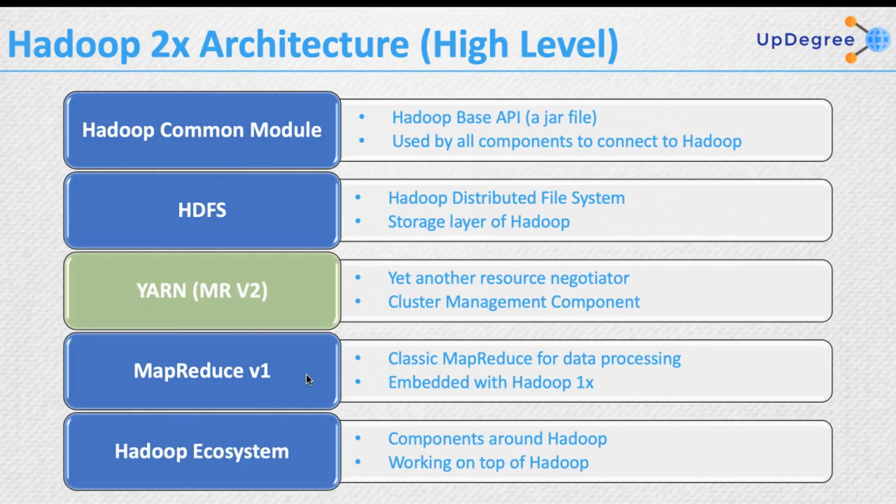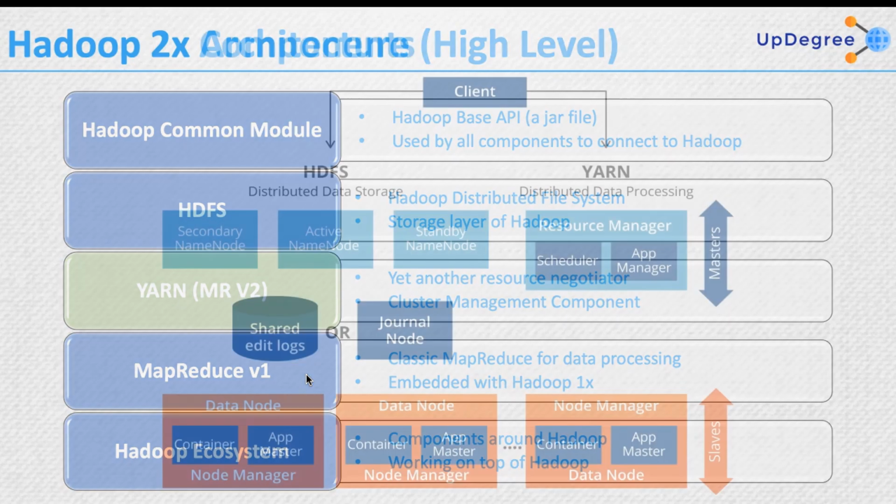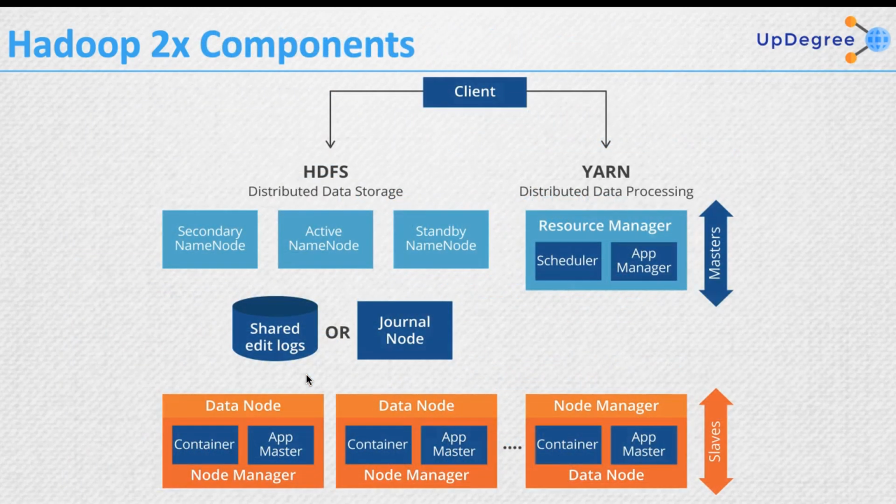So now whenever you want to run any kind of computation on top of Hadoop, your application is going to get in contact with yet another resource negotiator. So this is the most differentiating factor. Of course there are many more differentiating factors, but the most important one is this, and there is another called high availability, which we are going to talk about soon. So these are the 2x components.